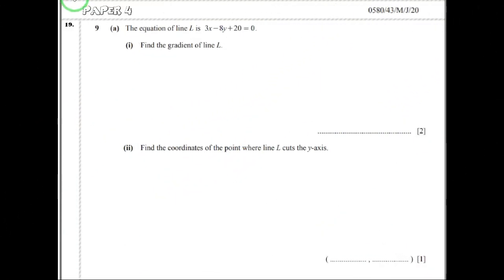Question 19 in our according May June 20 variant 3: find the gradient of the line L. In this form, the gradient is equal to negative coefficient of x over coefficient of y, which is negative 3 over negative 8. It means 3 over 8.